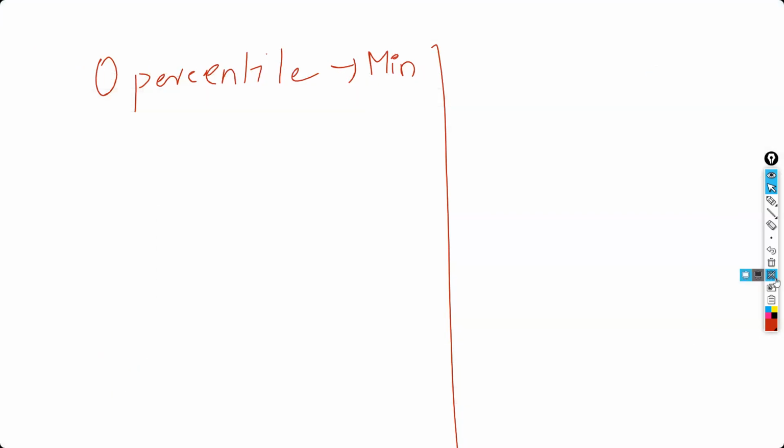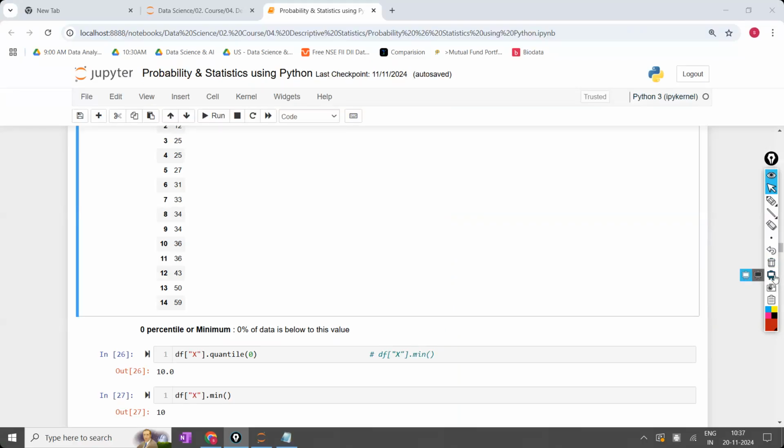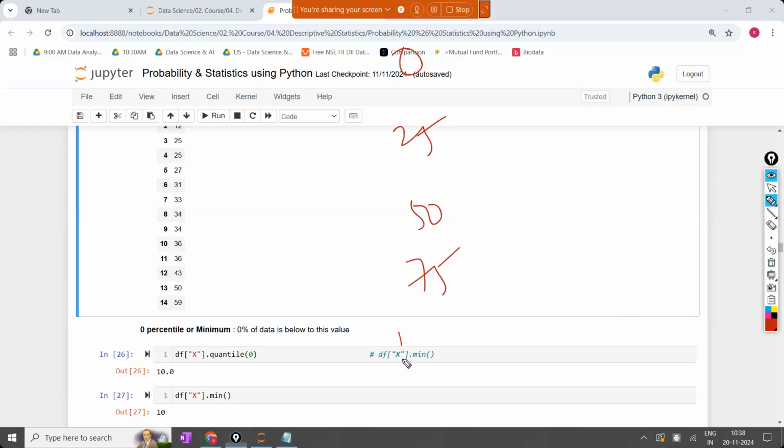Now, what does percentile mean? How much percentage of data is below you is called percentile. 100 percentile means maximum value. 0 percentile means minimum value. 50 percentile means median value. Okay. Now we are having 0, 25, 50, 75, 100. Now 0, what are the 0 you are having? It is called the minimum value.